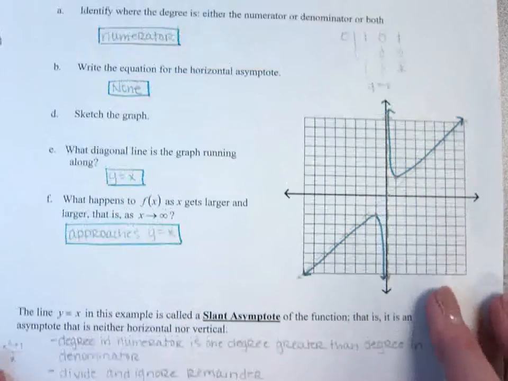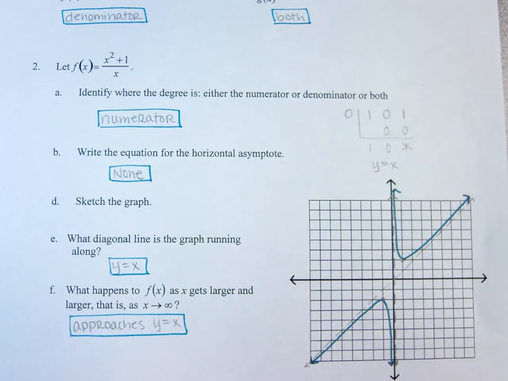So if we go back up and we look at that function again, we've got x squared plus 1 over x. The degree in the numerator is 2. The degree in the denominator is 1. So 1 degree greater above, which means we have a slant asymptote.